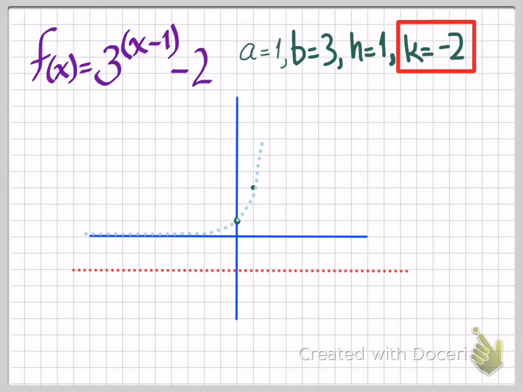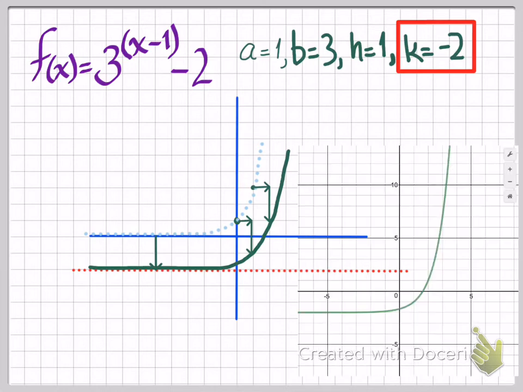If I just thought about my transformations, that is, I'm going to shift those points to the right 1 unit, that's my horizontal shift, and I'm going to shift them down 2 units. That gives me a really good picture of what that graph is going to look like, and that's really about all I had to think about there. Here's a picture of the graph using our friend the Desmos graphing app, a really great graphing tool, just to verify what that looks like.